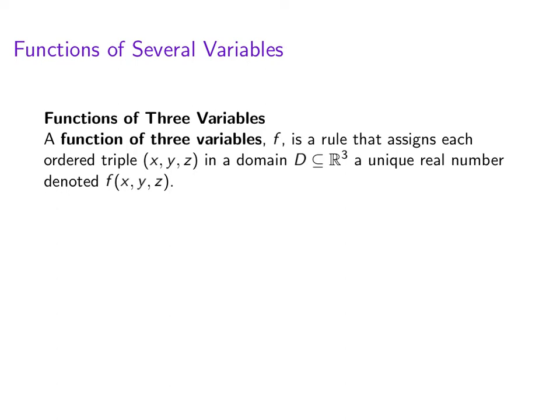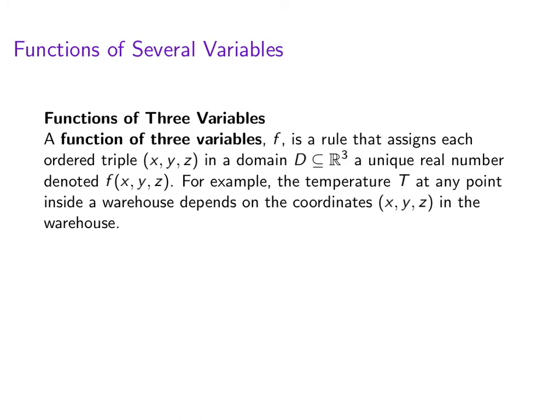Hello, calculus fans. Let's talk about functions of three variables. So a function of three variables is a rule that assigns each ordered triple in some domain, that's in R3, some unique real number that we're going to call f of x, y, z.